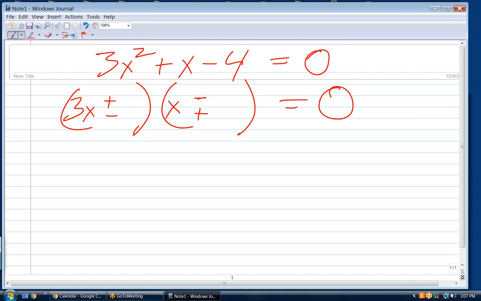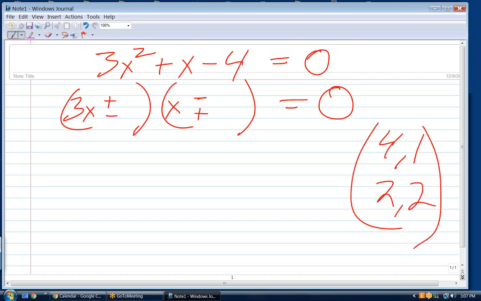Now we want factors of 4. And it becomes a trial and error. Here's the factors of 4. So we got those two possibilities. I can kind of see right off the get-go that if I put a 4 here and a 1 there, that's going to produce the proper coefficient of the middle term. Yes. The 4 needs to be with the plus, and the 1 needs to be with the minus.